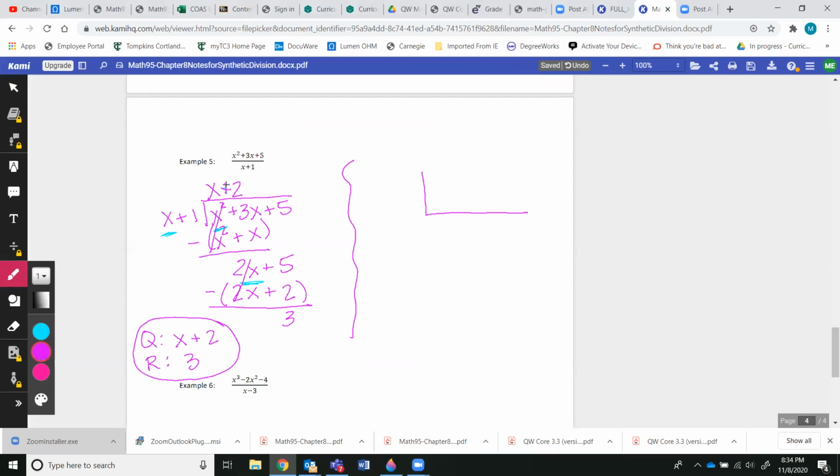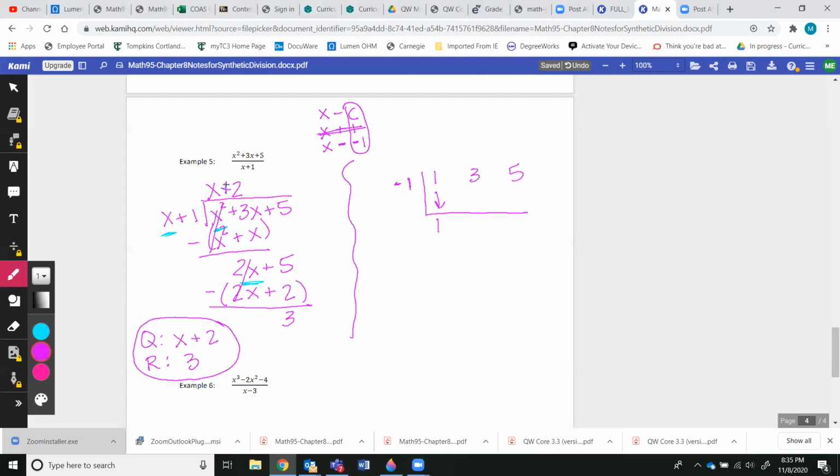1, 3, and 5 are my coefficients from that dividend. So let's think about this. I want to have x minus c. Well, I have x plus 1, which won't really line up, right? Well, let's think of it as x minus negative 1. x minus negative 1 is the same as x plus 1, but now I have x minus something. So my c is negative 1, so negative 1 goes over here.